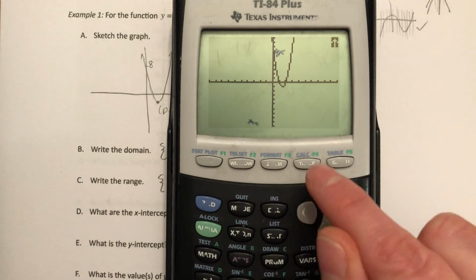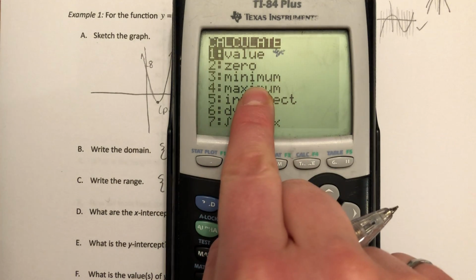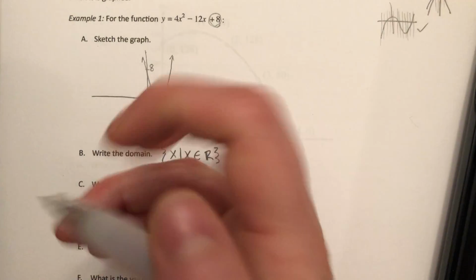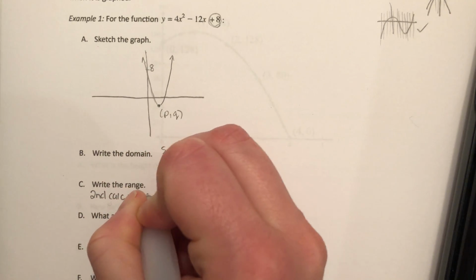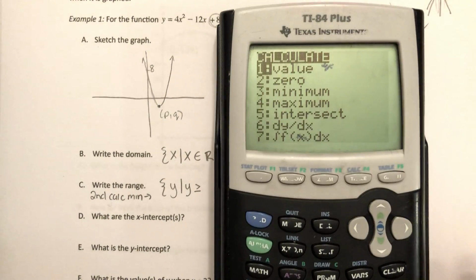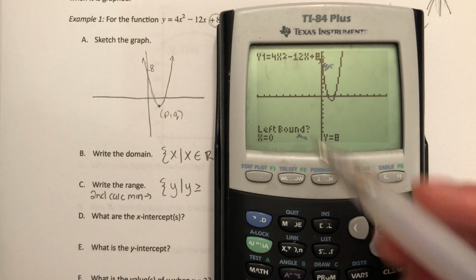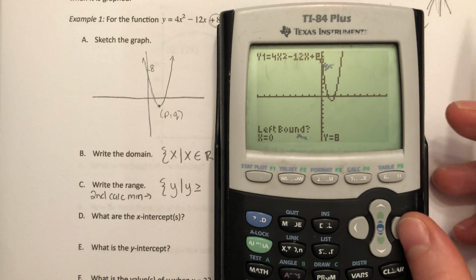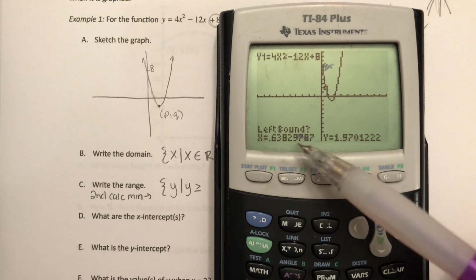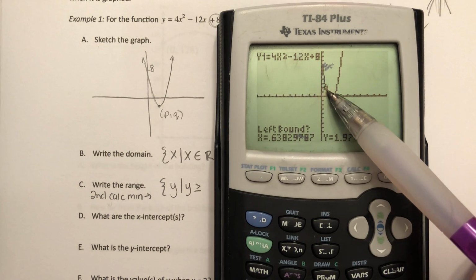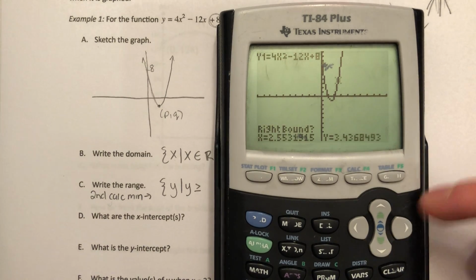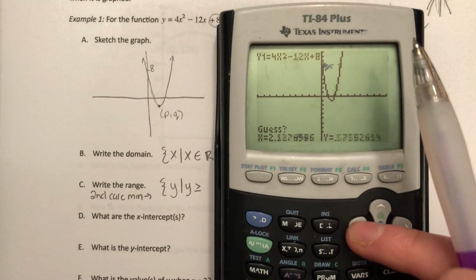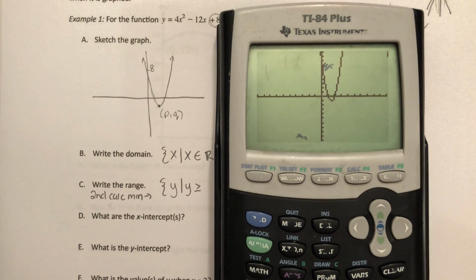So we're gonna go second calc, and what we're gonna be looking for is a minimum value. So if you wanna write this, second calc minimum, that's how we're gonna find this. So I'm gonna hit minimum, which is 3, and it's gonna ask, kind of like an x-intercept, for a left boundary and a right boundary. So what I need to do is give it a point to the left of this vertex, and then a point to the right of it, and then my guess needs to be there.